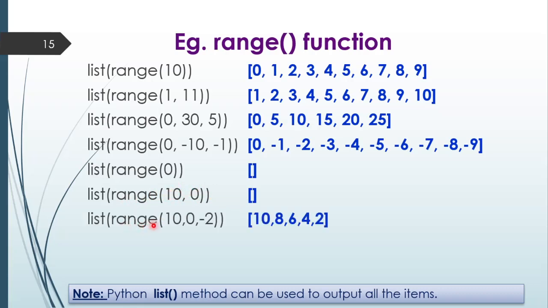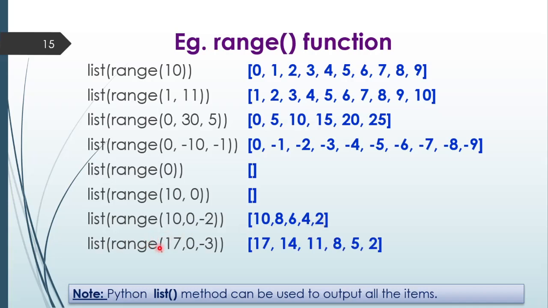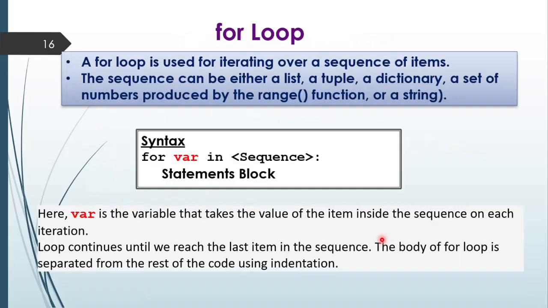The next is list of range of 10, 0, minus 2. Starting from 10, 8, 6, 4 and 2 will be displayed. List of range 17, 0, minus 3: 17, 14, 11, 8, 5 and 2 will be displayed. Next we are going to discuss for loop.